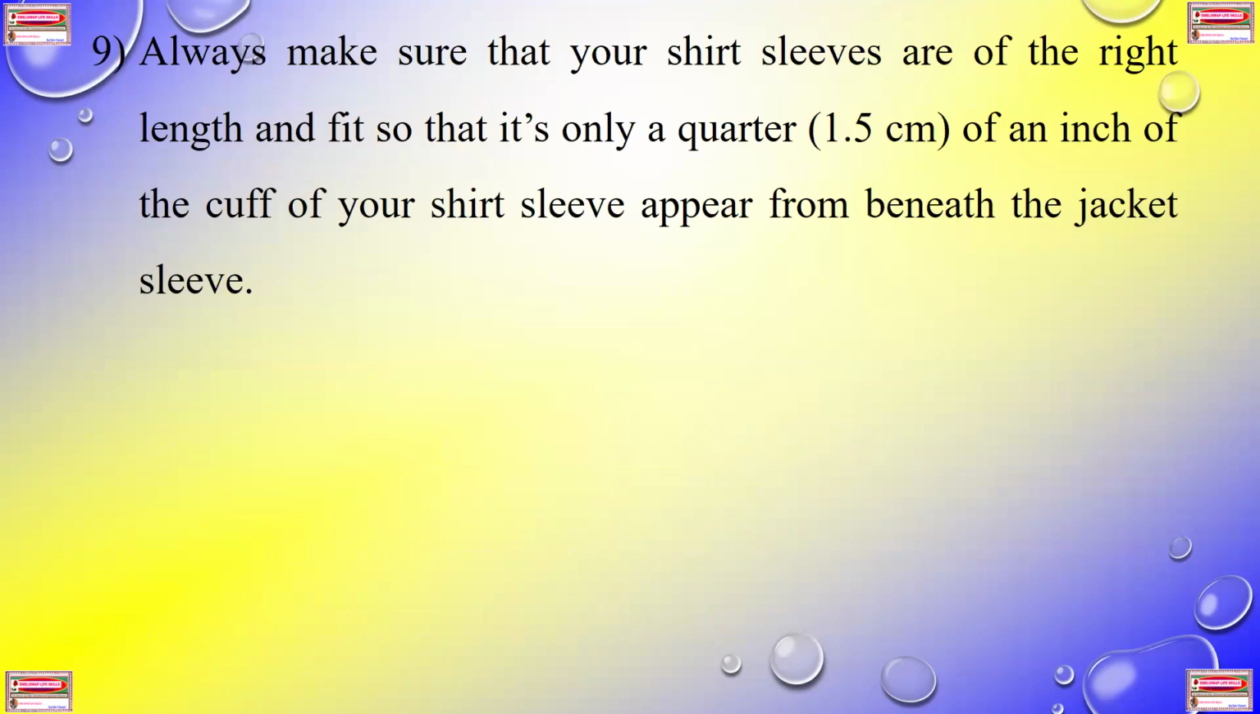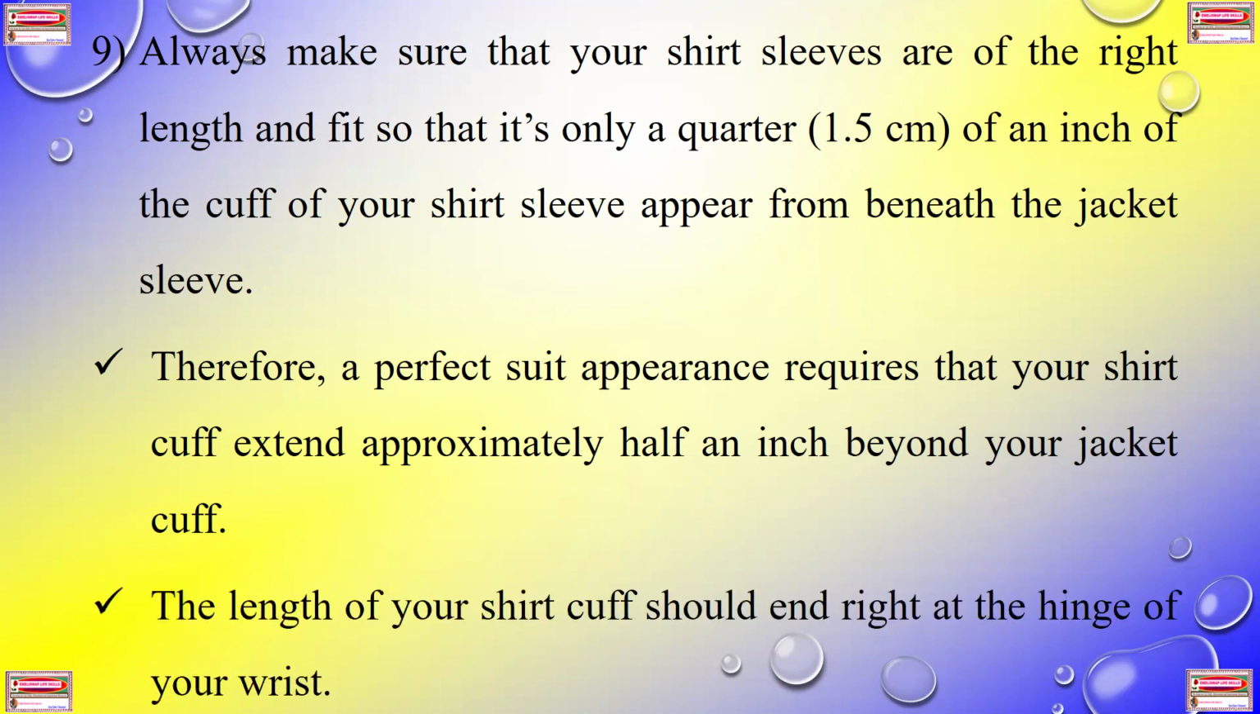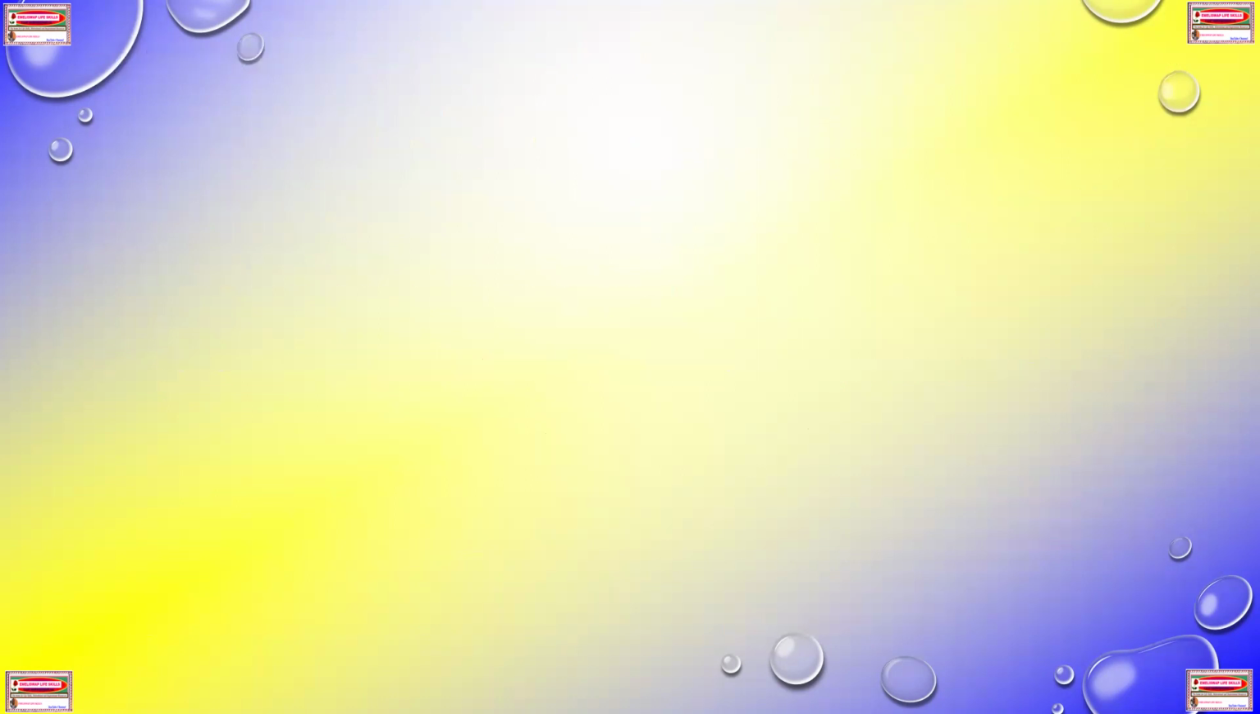Number 9, always make sure that your shirt sleeves are of the right length and fit so that it's only a quarter, that is 1.5 centimeters of an inch of the curve of your shirt sleeve appear from beneath the jacket sleeve. Therefore, a perfect suit appearance requires that your shirt curve extend approximately a half an inch below your jacket curve. The length of your shirt curve should end right at the hinge of your wrist.